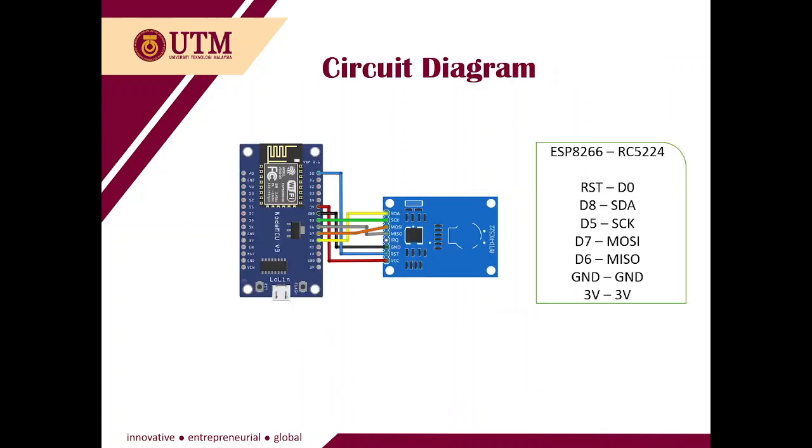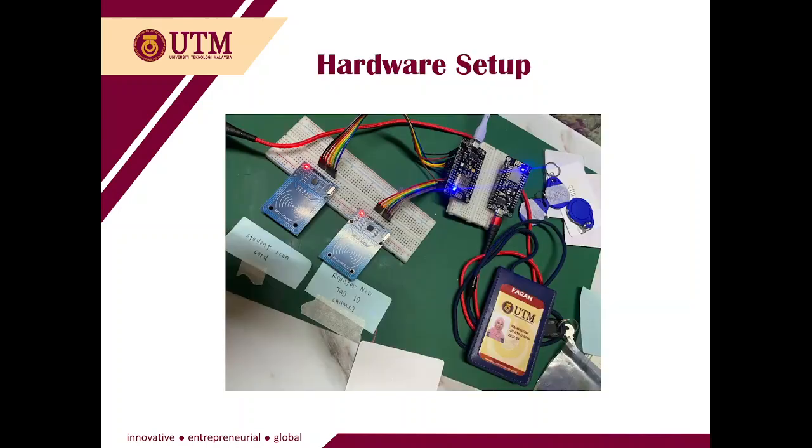So this is the circuit diagram of the ESP8266 and the RFID, and the pin connection for each other. So this is the hardware setup for the SMCR system. We have two scanners here. The first one is for students to scan their card, and the second one is for the admin to register a new tag.